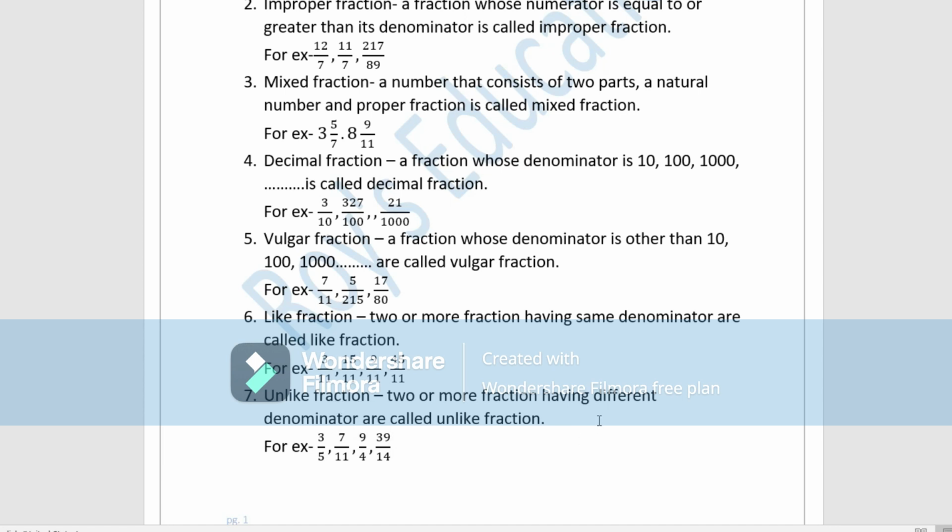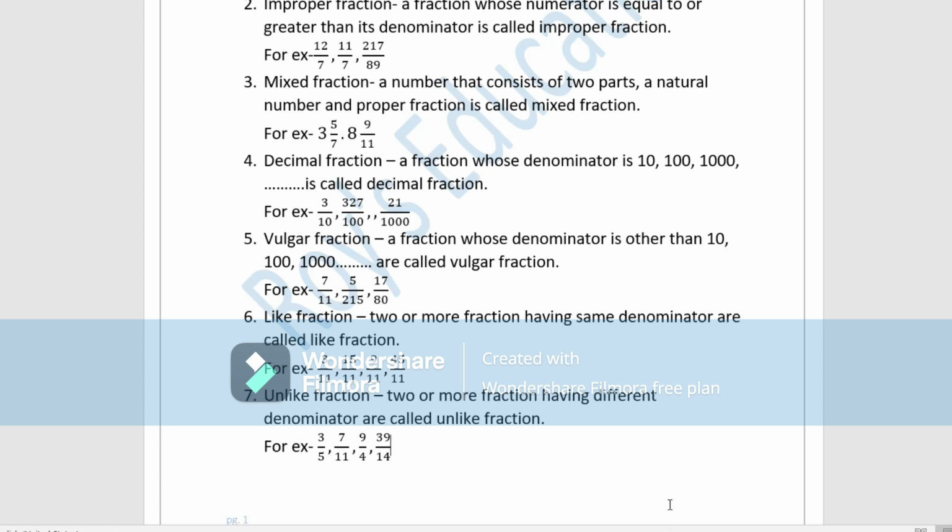Unlike fraction is what? Two or more fractions having different denominators are called unlike fractions. That means here the denominators will be different: 3 by 5, 7 by 11, 9 by 4, 39 by 14. Each and every fraction has a different denominator. In the case of like fractions, here we can also write 11 by 15 and 11 by 45. If the numerator is also the same, it is also a like fraction. If the denominator is the same, it's also a like fraction.